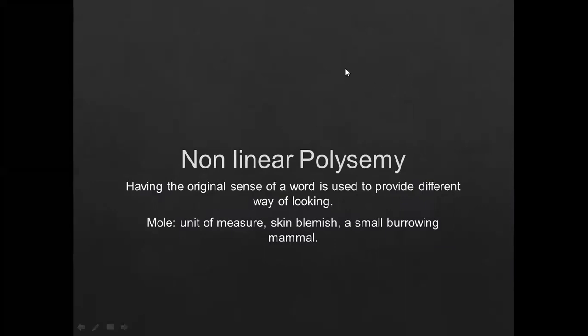For example, I have about mole. Mole means skin, blemish. Okay, tell me, how many words of polysemy have you seen in the dictionary? Have you checked any word? Sir, yes, sir. Sir, mole has 14 meanings, sir. So you have given the example which I gave you. Didn't you find your own example?